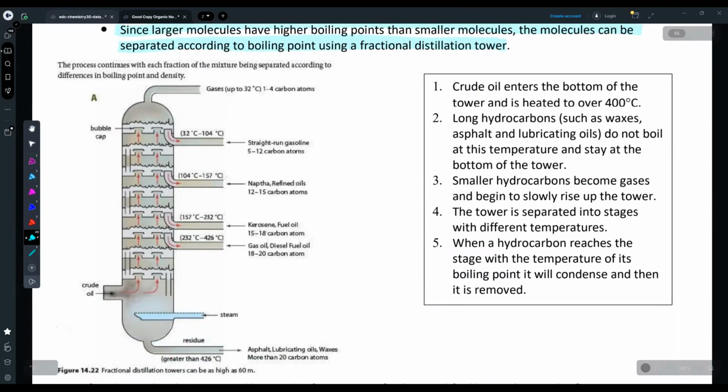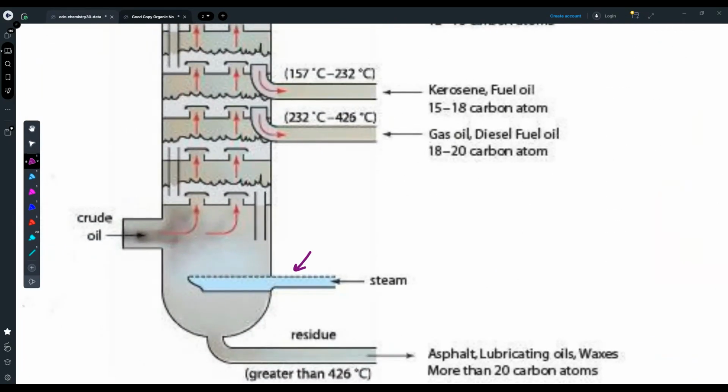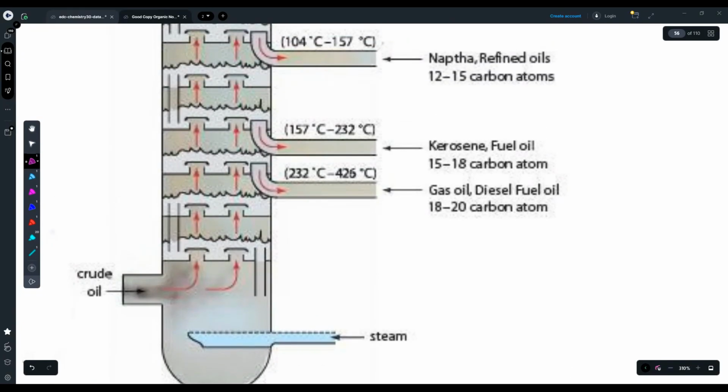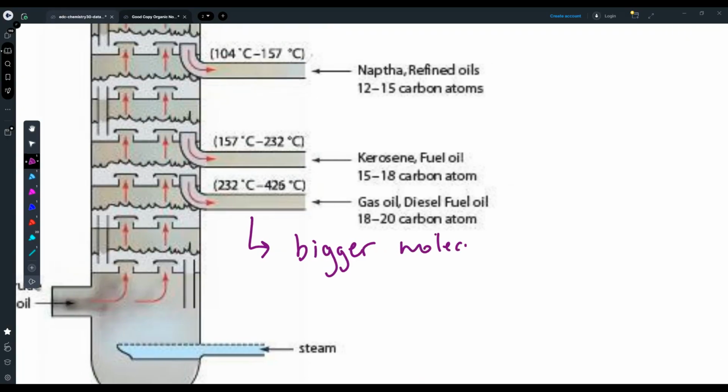So you do need to be aware of how a fractional distillation tower is going to work. So you need to know that this is going to separate compounds based off of their boiling points. Okay, so here we have our steam heat source. So the compounds that are going to boil off at the lower levels are going to be the compounds with the higher boiling points. Okay. So bigger compound or bigger molecule, higher boiling point.